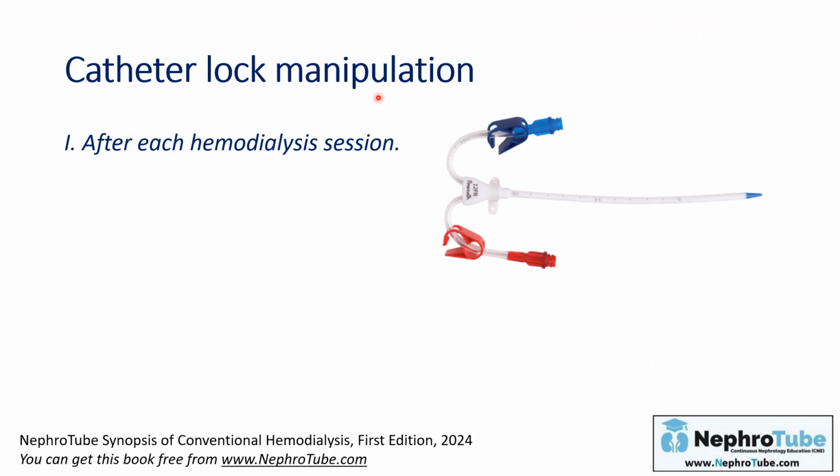Now what about catheter lock manipulation? After each hemodialysis session, the dead space of each lumen is filled with the lock. You can find the volume of each dead space on the catheter limb here. Inject the volume of lock solution. Don't inject a larger volume, because this will lead to escape of the catheter lock into the patient's blood, and we mentioned that the catheter lock is formed of anticoagulant. This will lead to risk of bleeding.